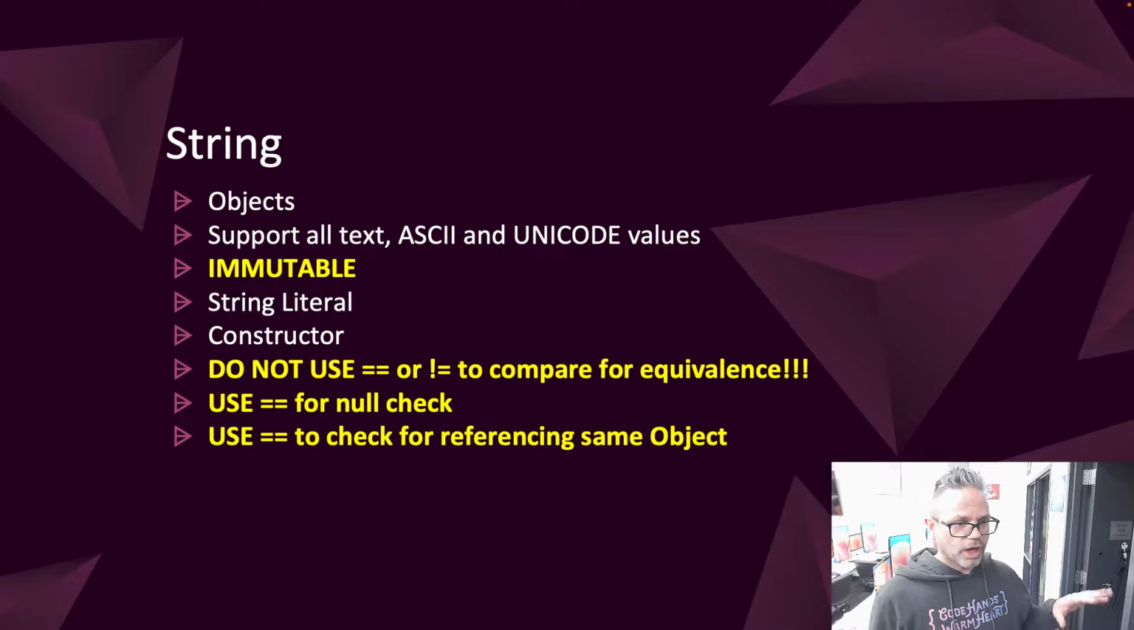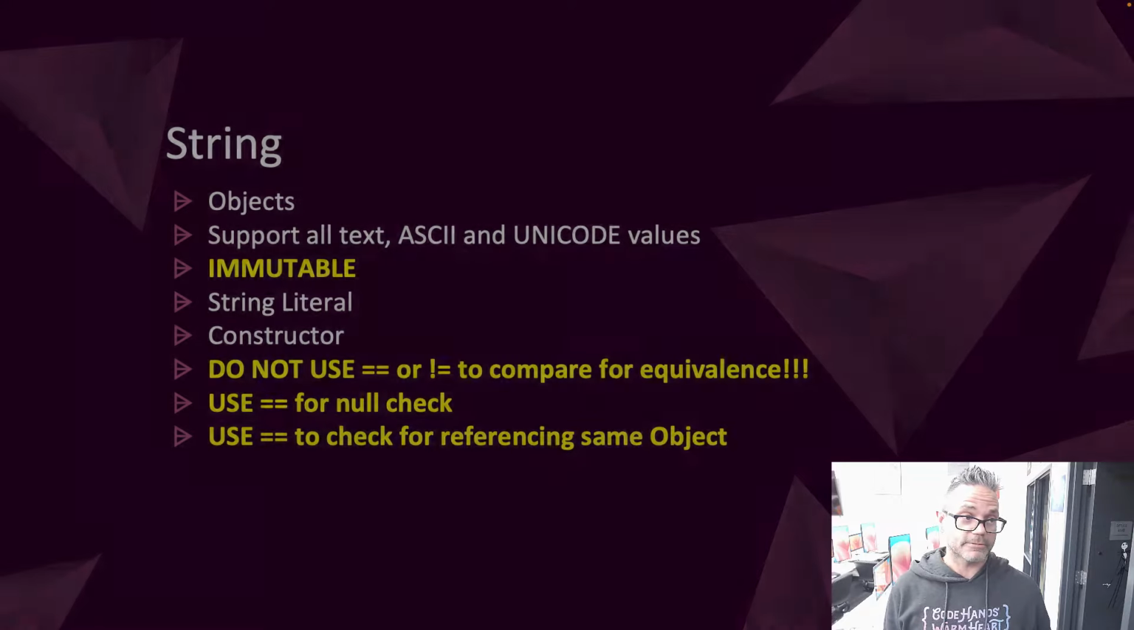However, we do not want to use the equals equals operator or the not equals operator to compare for equivalence when we're looking at strings. The equals equals operator is only designed to be used for a null check. It can also be used to check whether the variable right here is the same actual variable as the variable over there. But don't check to see if they're the same contents, only check to see if they are null or the same variable reference. That's all we use equals equals or not equals for on a string. Instead, we use the string methods to do all those comparisons.